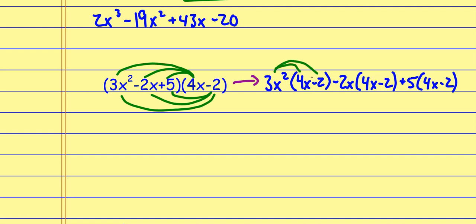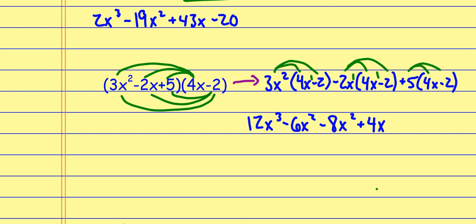Ready? I'm going to distribute this guy. Once again, that's an x to the first. When I multiply, I add the exponents. So 12x to the third, and then minus 6x squared. Once again, that's a 1, that's a 1. When I multiply, I add the exponents. All right, so that's going to be a negative 8x to the second and a plus 4x. And then the last one here, I distribute that 5. Easy peasy. That's a plus 20x and a minus 10.